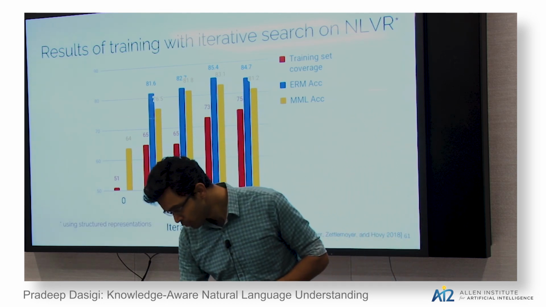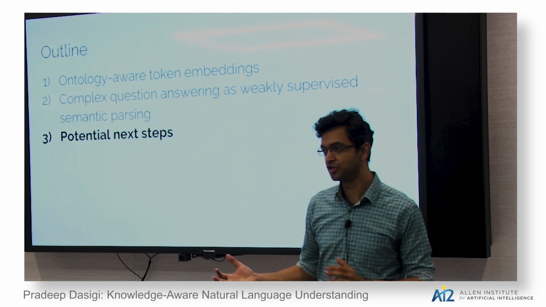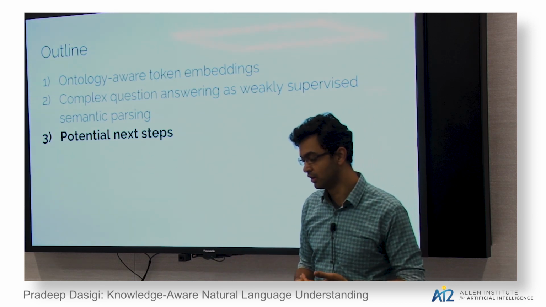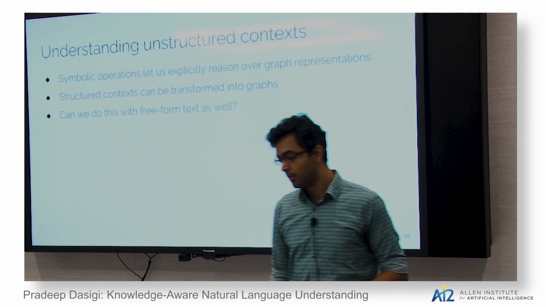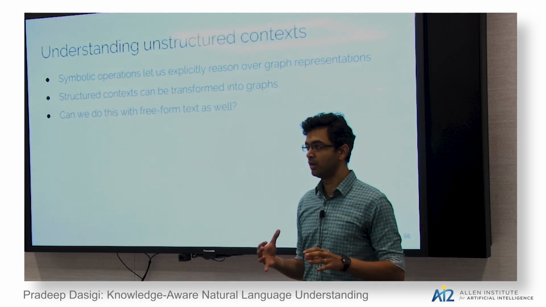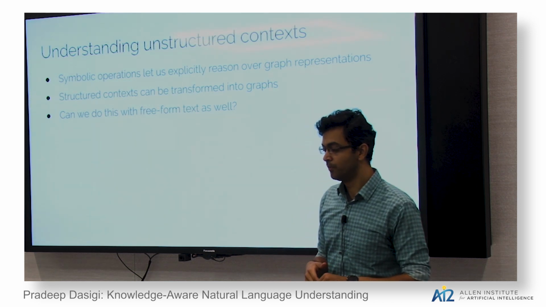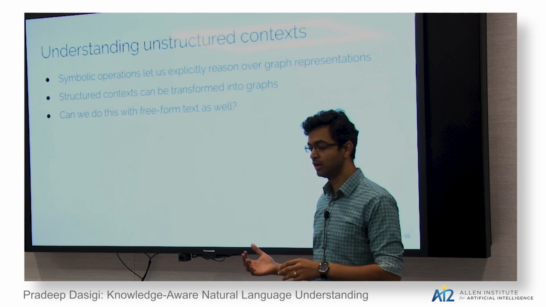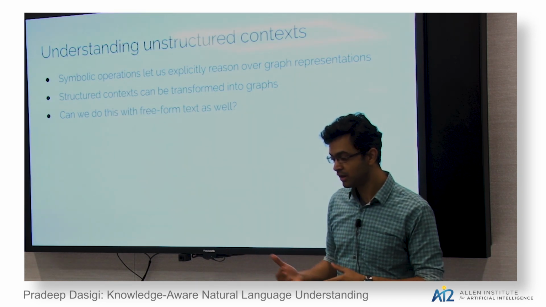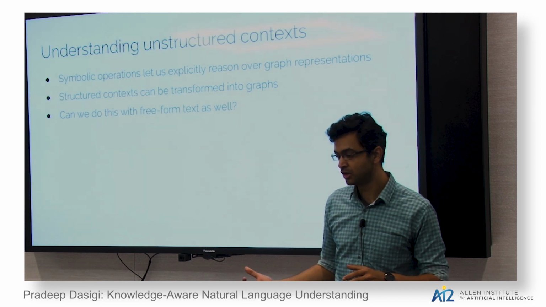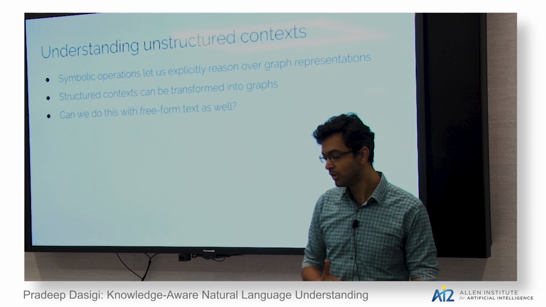Okay, moving on to the third part of my talk. I'll briefly talk about some potential next steps that I've been thinking of based on the problems that I just talked about. Firstly, I talked about complex question answering over structured contexts, but we can extend this to unstructured context as well, and it would be great if we can somehow transform structured context into graphs and do some sort of complex question answering on top of them.